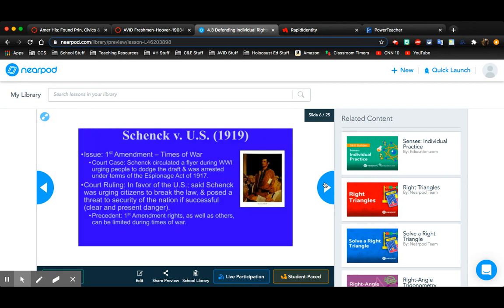All right, Schenck v. U.S. All right, this is dealing with the First Amendment. So there was this man who was a communist in the U.S. He was circulating a flyer during World War One, telling people to dodge the draft.